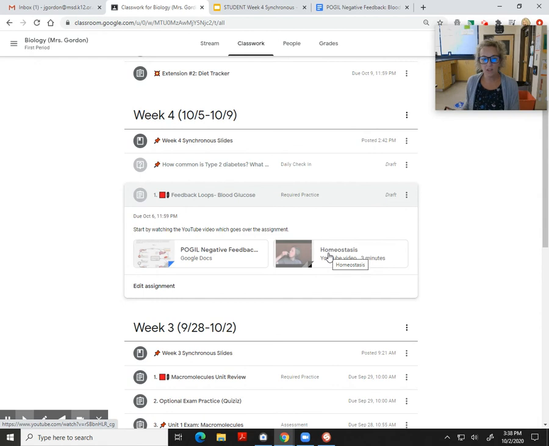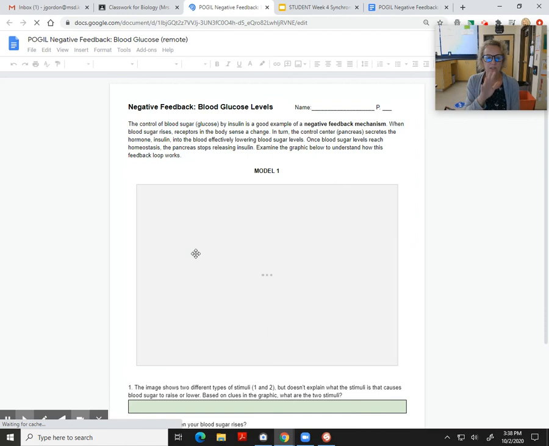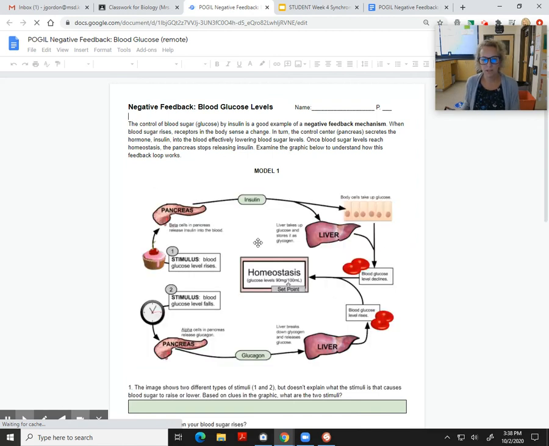When you're done with that, you're going to open up today's activity. It's called a POGIL. Generally, if we were in a classroom, we would be working on this with partners. So I modified it a bit to make it work for remote learning. You'll notice on this document here, there's a picture that shows homeostasis of blood sugar.